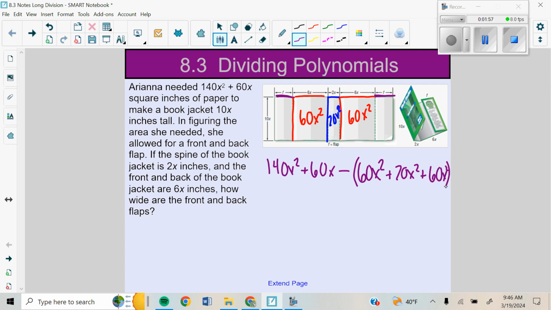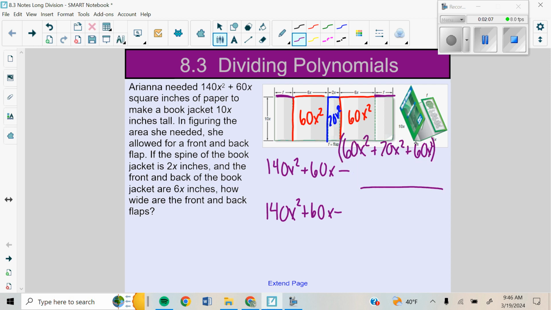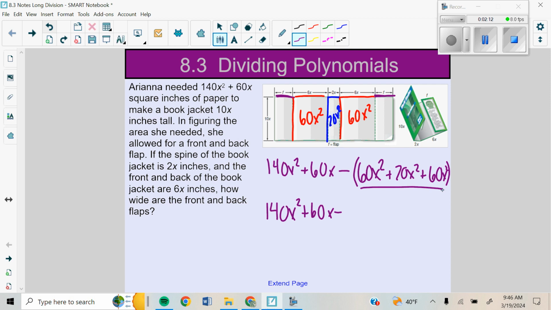So this pulls in a little bit from yesterday's notes of 8.2 operations. So we have 140x squared plus 60x minus, let's go ahead and combine all these like terms because they all have the same variable to the same power. And so that becomes negative 140x squared. Now, if you look at our polynomial we have here, our 140x squared and our negative 140x squared cancel. So we have 60x left of area for this portion and this portion.